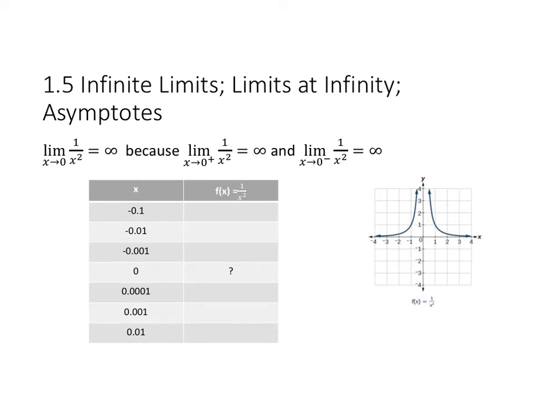We're going to use our calculator to fill in this chart, but before we do that, let's take a look at what's happening here. We have the limit as x goes to 0 of 1 over x squared. That's going to equal infinity because each side of the limit equals infinity. Let me prove that to you in two different ways. The first way will be this chart.